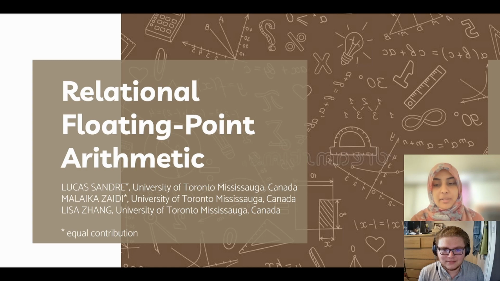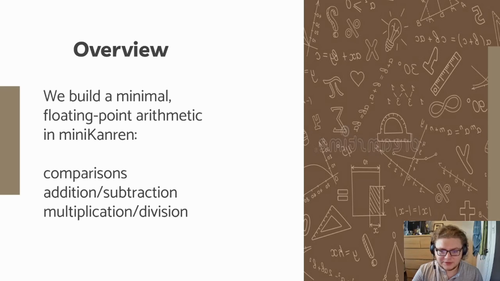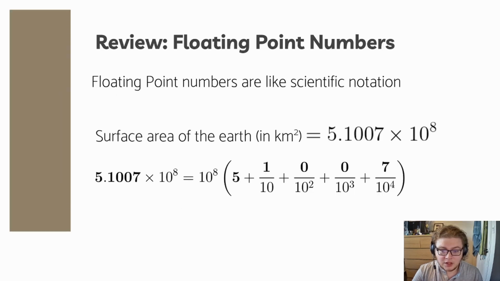Today, we will be talking about our work on implementing a minimal relational floating point arithmetic. So we implemented three basic relations: comparisons, addition and subtraction, and multiplication and division. Before we begin discussing our implementation, however, let's review floating point numbers.